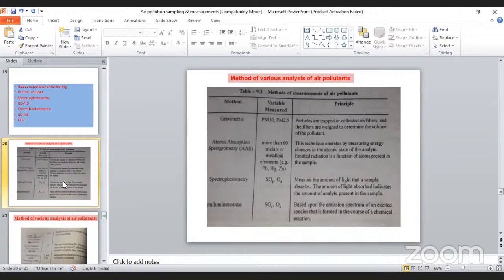And Fourier transform infrared spectroscopy is being used to quantify carbon monoxide, volatile carbon and methane concentration. The sample absorbs infrared radiation, and the difference in absorption is being measured. Fourier transform infrared spectroscopy and spectrophotometry are similar, but here it is working in the infrared range of light. There they are using the visible range. That is the only difference. Both are working on the same principle.